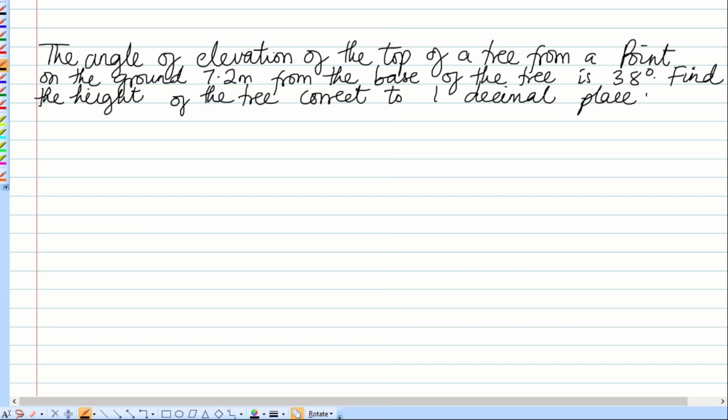So we have a problem here. It says the angle of elevation of the top of a tree from a point on the ground 7.2 meters from the base of the tree is 38 degrees.